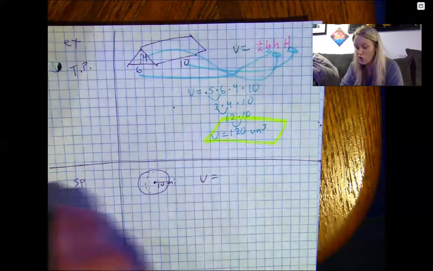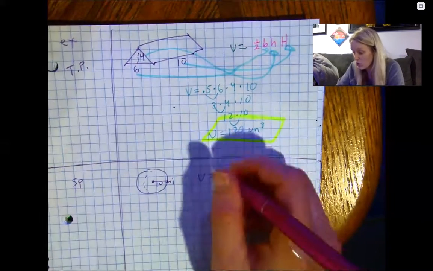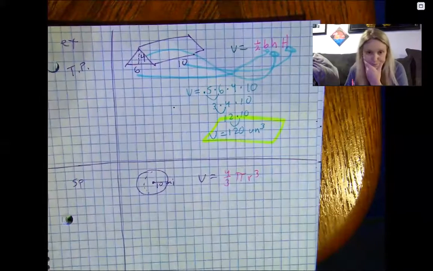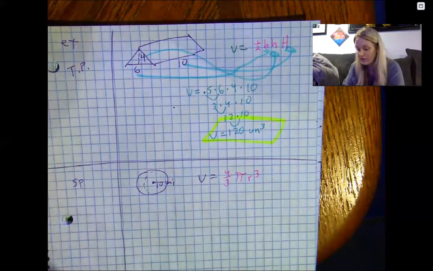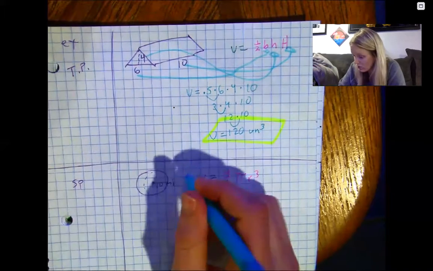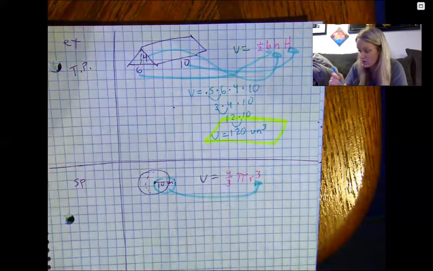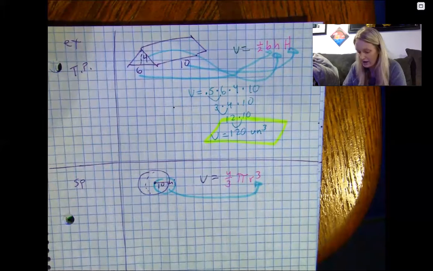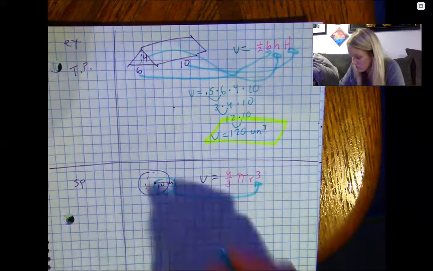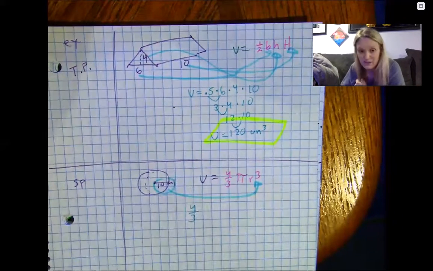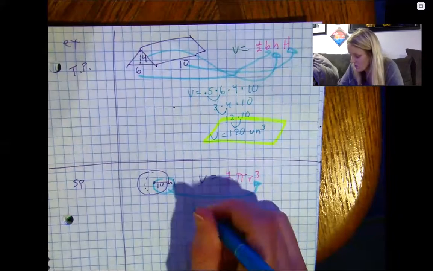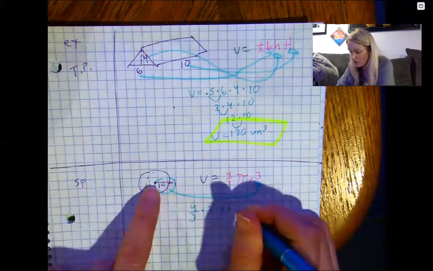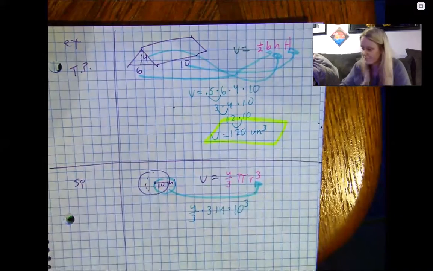So I know that the volume of a sphere, if I look at my notes, is 4/3 times pi times the radius cubed. The only thing I have to substitute in here is this 10 for the radius, because the rest of it is constant numbers. So I can do 4/3, or 4 divided by 3, top divided by bottom, times pi, we're using 3.14, times the radius, which is halfway across, 10 to the third.